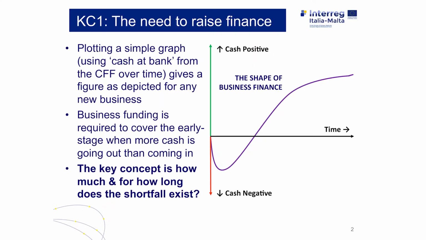The key concept relating to pitching and fundraising is illustrated by our figure that we term the shape of business finance. It's very straightforward, and we found that it applies equally well to hundreds of different business types. Plotting a simple graph using cash at the bank from the cash flow forecast over time gives a figure as depicted for any new business. Now, business funding is required to cover the early stage when more cash is going out than coming in. The key question to ask is how much money is needed and for how long does the shortfall exist?